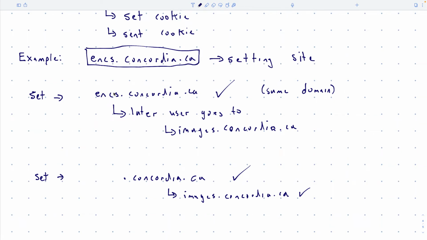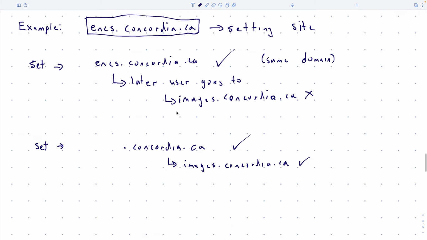But if I set it instead as encs.concordia.ca, I'm being very strict, and I'm saying I want this cookie specifically for encs.concordia.ca. If you go to images.concordia.ca, it won't send that cookie along, okay? Now, I could also set it with, let's say I go to users.encs.concordia.ca. Would that pass or not? By the strict policy, the answer is no. So this is still set to encs.concordia.ca.